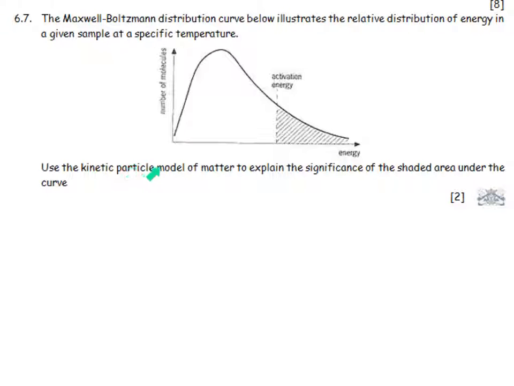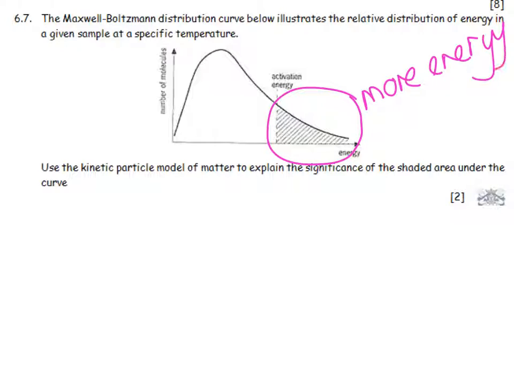Use the kinetic particle model of matter to explain the significance of the shaded area under the curve. So this is activation energy, and that's how much energy. Kinetic particle is how much the particles are moving. And remember, we're just talking about energy here, so that is movement. And what we're going to say is that all of these shaded particles over here have got more energy. You could even say more kinetic energy.